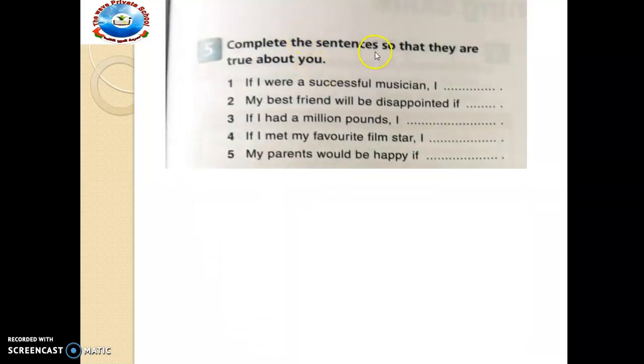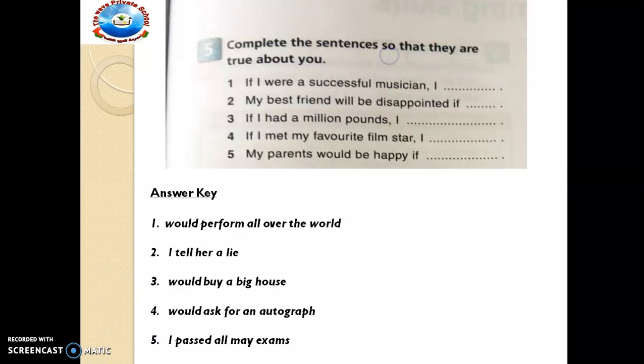We want to practice conditionals with personal examples. It says complete the sentences so that they are true about you. If I were a successful musician. I am not a successful musician. I am not even a musician. But now, if I were a successful musician, what do you think I'll probably do? So I want you to complete these sentences so that it becomes true about you. This, you can cross-check. I have done this to become true about me.